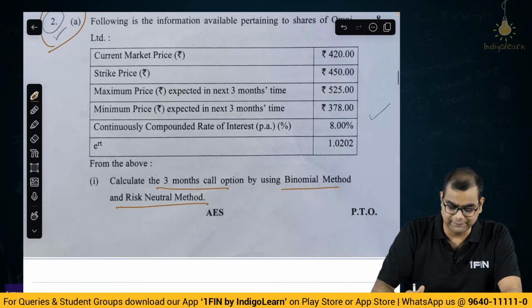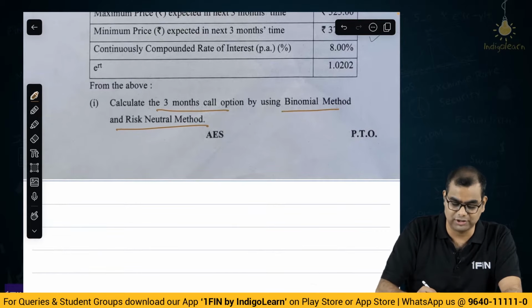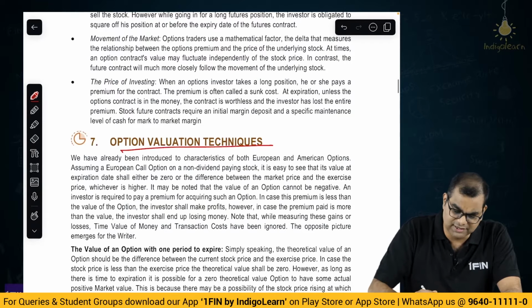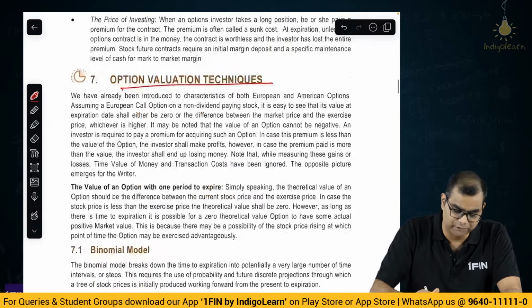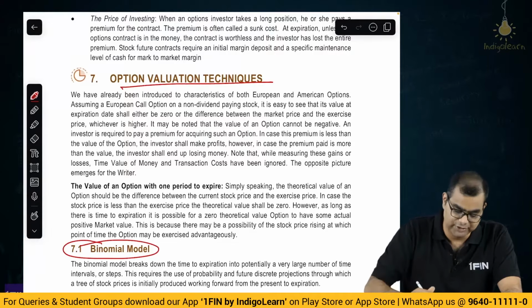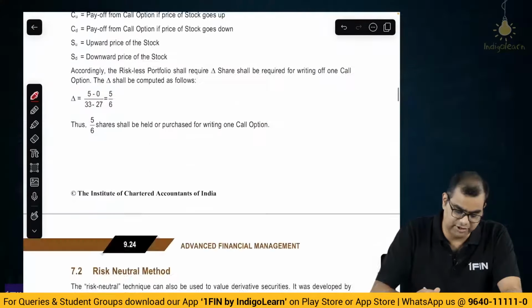Okay, so first up, how do you think this has to be solved? Binomial and risk neutral. So, if you look at the ICAI material, you can see something called option valuation techniques. This is in, I think, page 9.21. What have they clearly said? First, there is something called the binomial model, 7.1. Then they have said something called the risk neutral method.